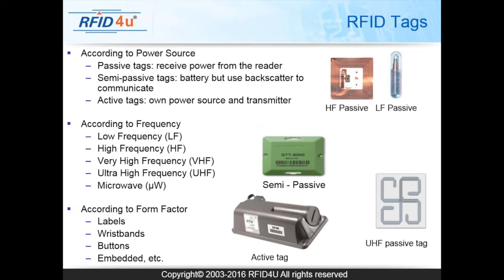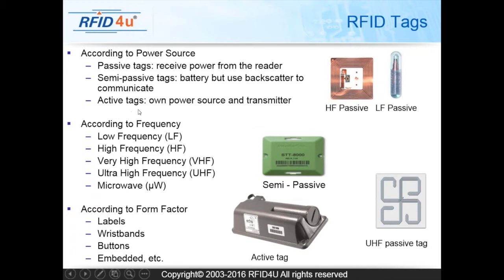The active tags have their own antennas, have their own power supply, and they have the transmitter, and so they can read and write and transmit data all fully within themselves, independently.